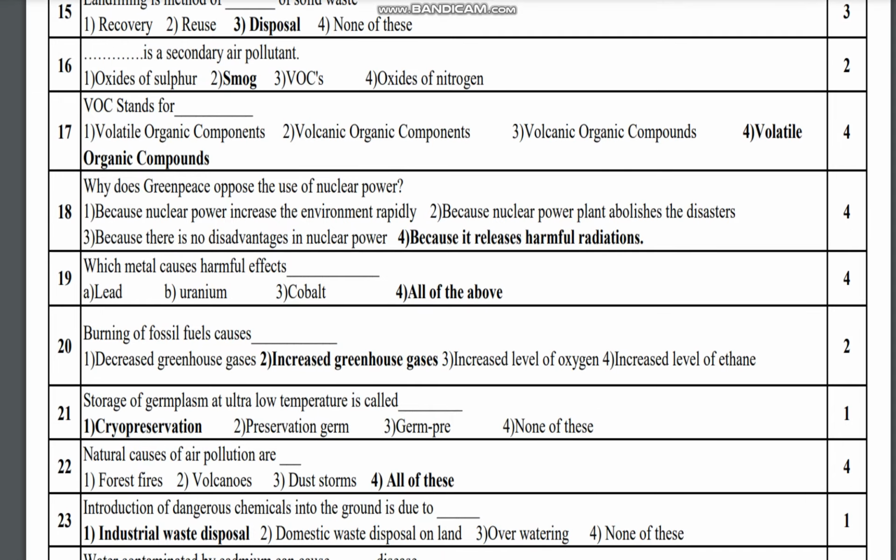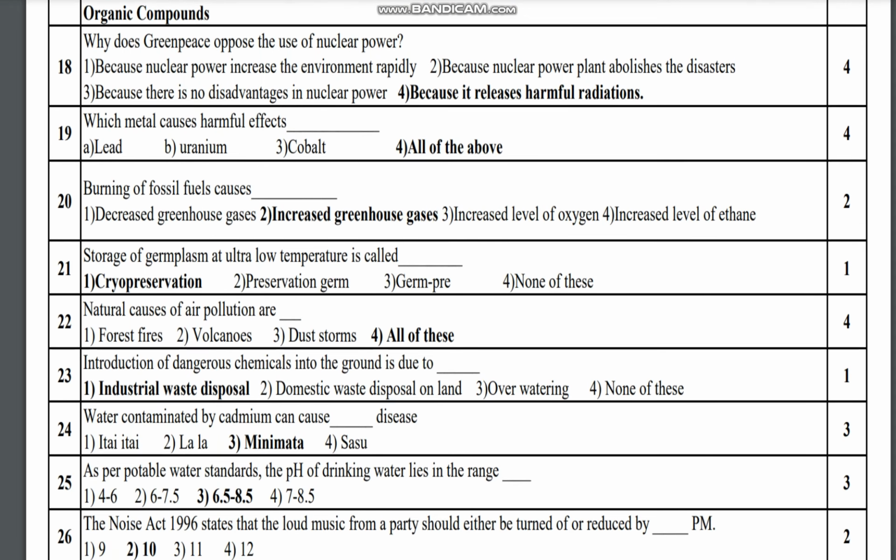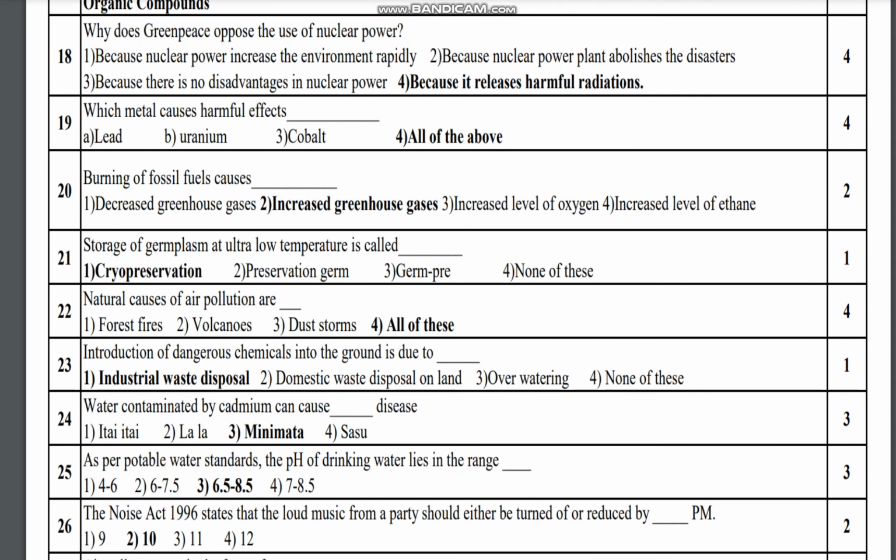Question number 17 is VOC, it is stand for volatile organic compound. Question number 18 is why does Greenpeace oppose the use of nuclear power? It is because it releases harmful radiation. Then question number 19 is which metal cause harmful effects? That is lead, uranium and cobalt.